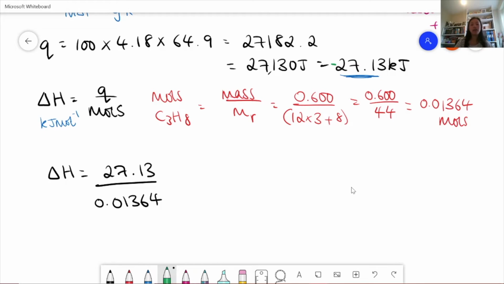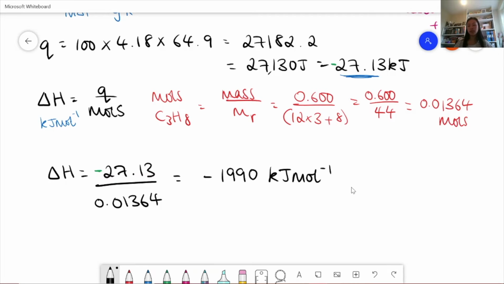And it's the opposite for endothermic reactions. So for endothermic reactions, it'd be a plus sign. So now we've added a minus sign here, and there needs to be a minus here. And this turns out to be minus 1,990 kilojoules per mole.